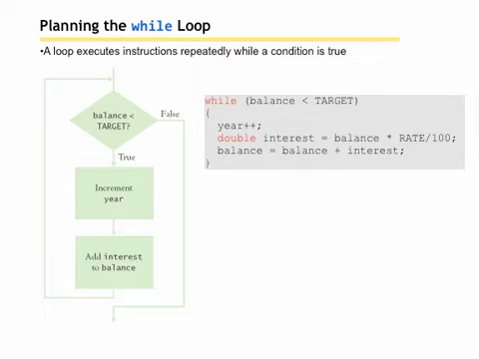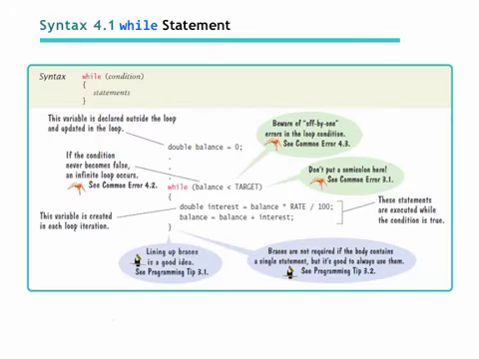And the code is shown in the gray box. While balance less than target. Year plus plus, so that adds 1 to year. Double interest equals balance times rate divided by 100. Balance equals balance plus interest. So we increase the balance by however much the calculated interest is in that particular year.